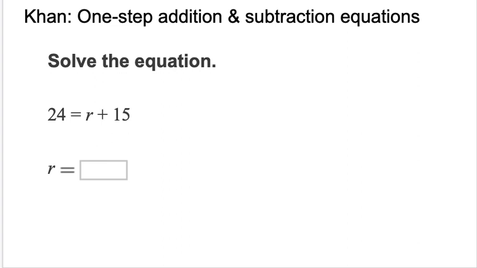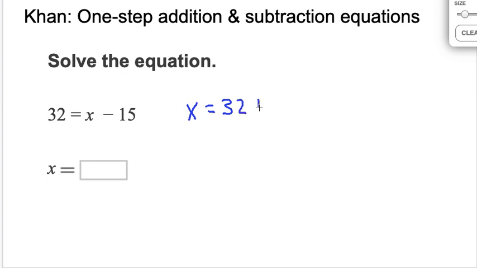Okay, let's look at one more here. In this case, we have 32 equals x minus 15. So again, we need a number that when we take 15 away from it, we end up with 32. So that means we need a number that's 15 more than 32. So our x is going to be a number that is 15 more than 32. So if we have 32 plus 15, that's going to end up at 47.